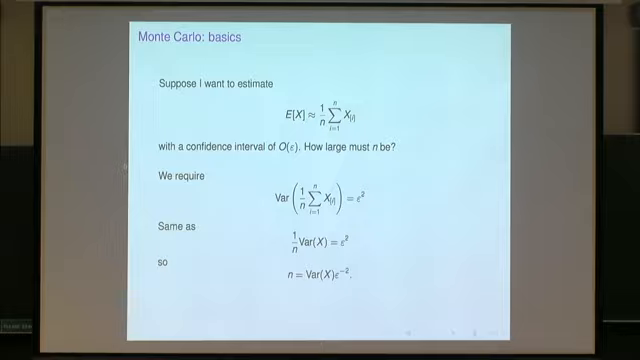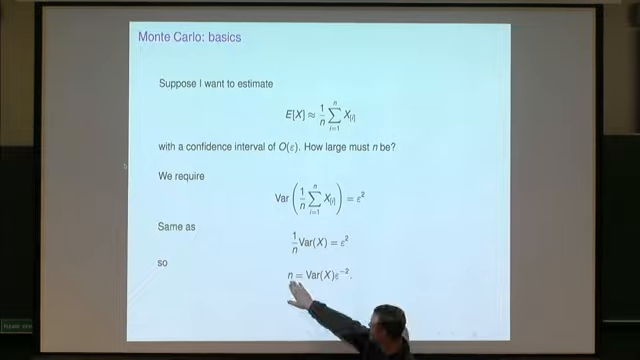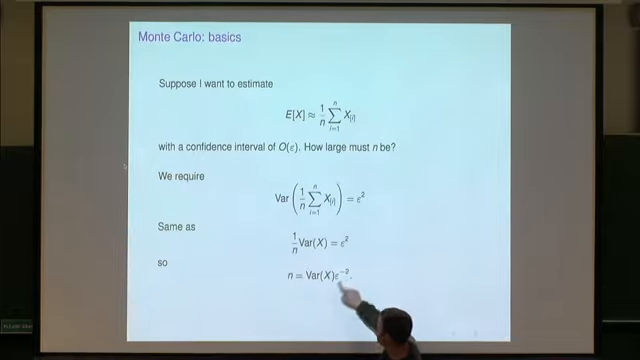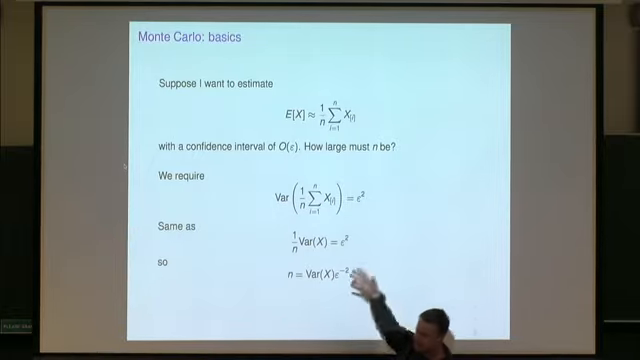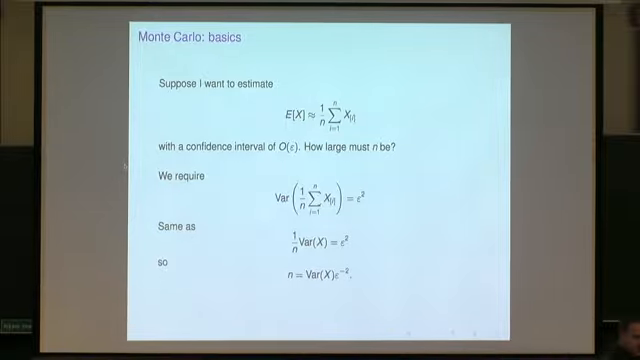Not much you can do about the epsilon to negative 2. Already you can start seeing that n depends on how accurate you want, but also on the variance of your underlying random variable. So if you can get that variance down, you can simulate fewer paths.